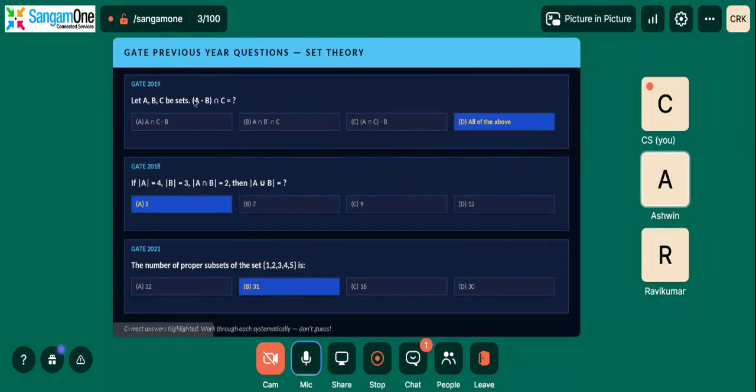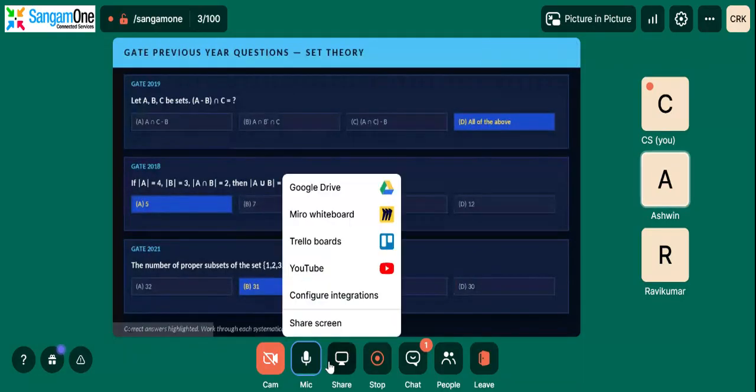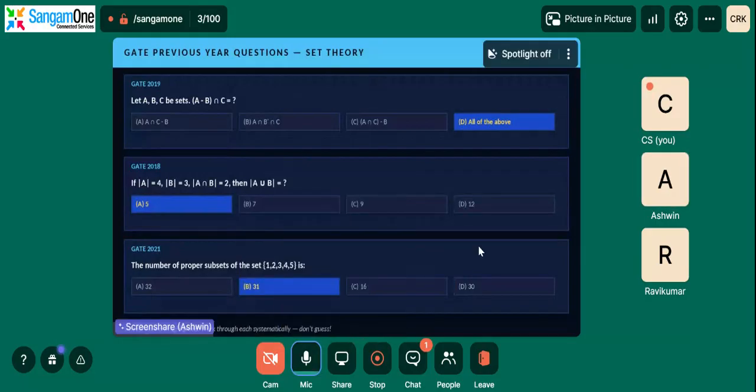Okay, so you can see here. Let A, B, C be sets. A minus B intersection C. What does it correspond to? As I mentioned and told you about the basics of set theory, A intersection C minus B, all of this corresponds to the elements. So that's why it's mentioned as all of the above. This question's answer is option D, all of the above. Here you can see B complement, but this is also a representation of a set because of that.